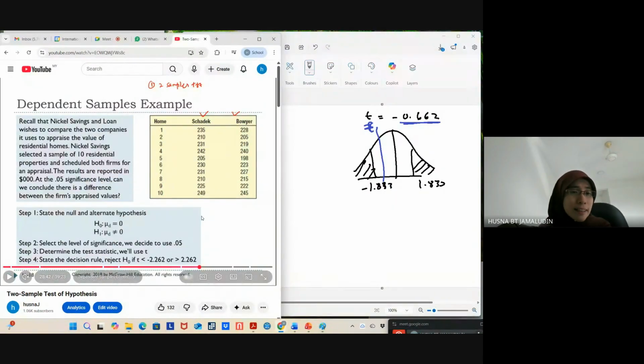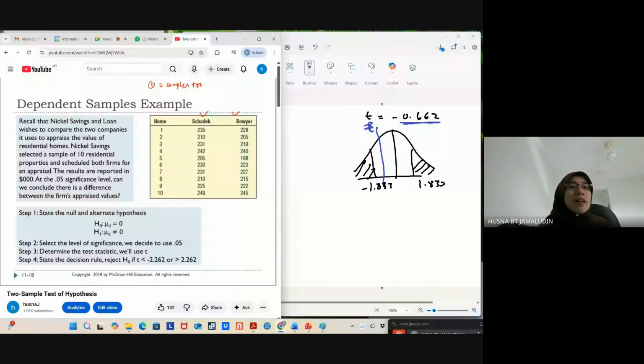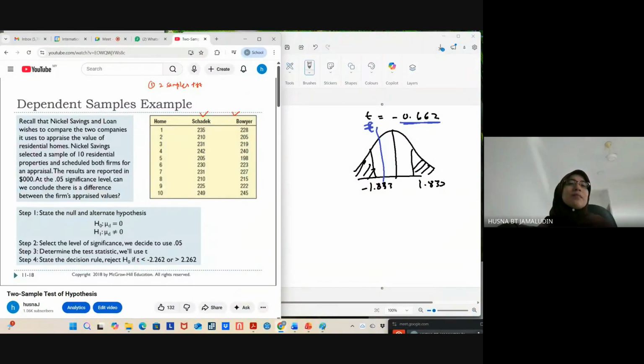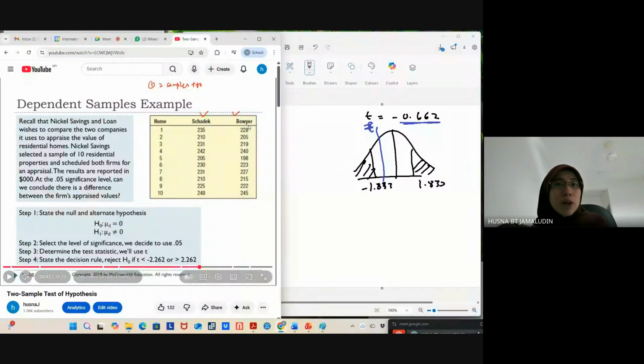So let's look at the example. How does this example look like? Because there are two samples, but one was independent just now, and one is dependent. Okay, so this Nickel Savings and Loan wishes to compare the two companies. Two companies tells you that you're talking about two samples. The two companies are Shadek and Boyer. Nickel Savings selects 10 residential homes or properties, and they want to compare between these two companies. The result is reported in thousands of dollars.